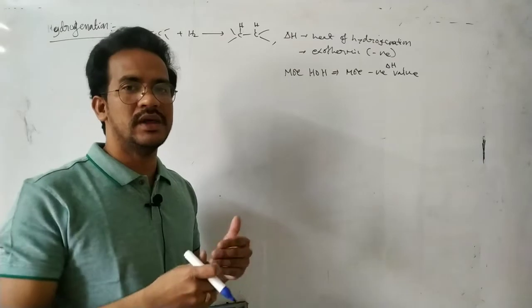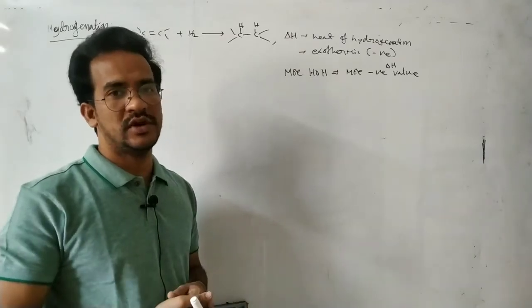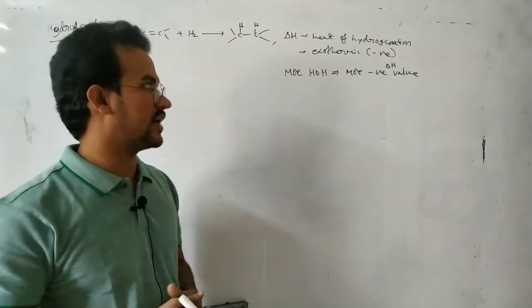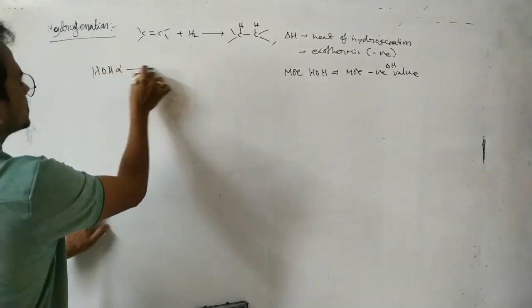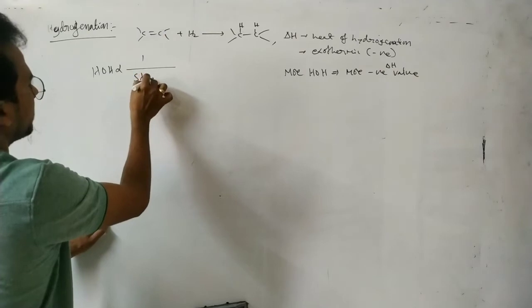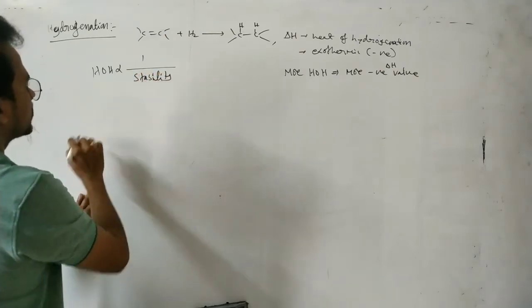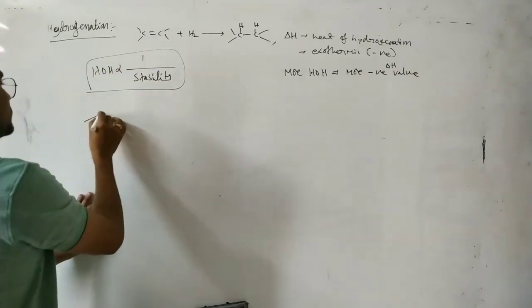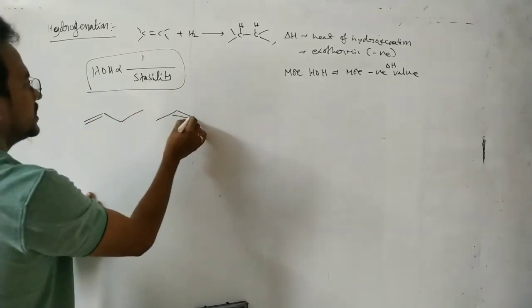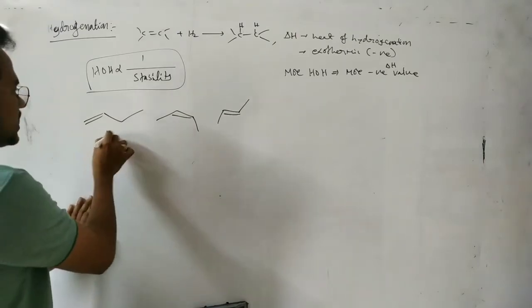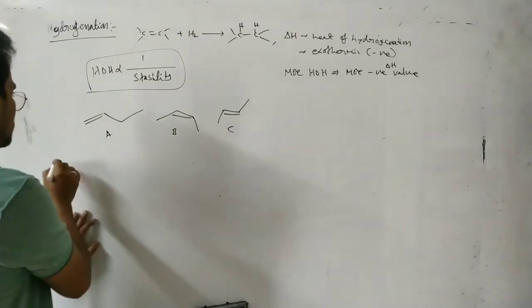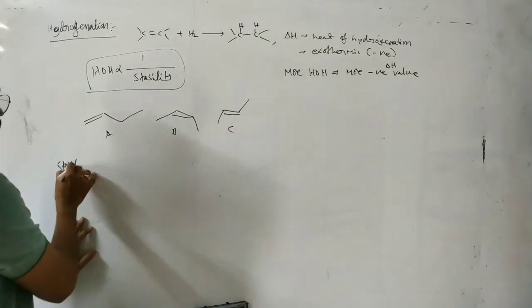Now, which alkenes have more heat of hydrogenation, and which have lower? Heat of hydrogenation is inversely proportional to stability. First, suppose we take 1-butene, cis-2-butene and trans-2-butene. This is A, this is B, this is C. Which is the most stable?